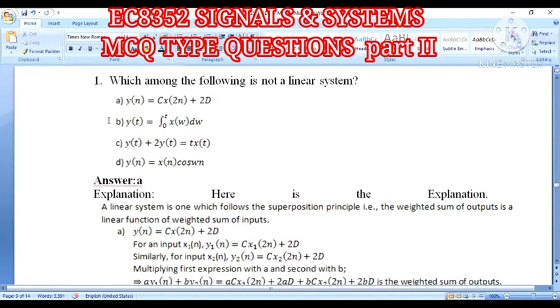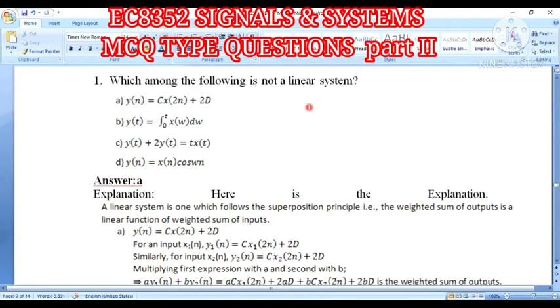Next question: which among the following is not a linear system? This is a 2 mark problem for you. Option A: y of n equal to x of 2n plus 2. Option B: y of t equal to the integral from 0 to t of x of omega d omega. Option C: y of t equal to 3 times x of t. Option D: y of n equal to x of n into cos omega n.